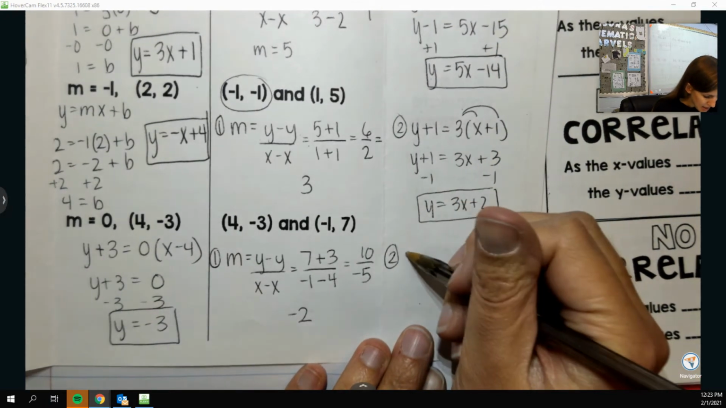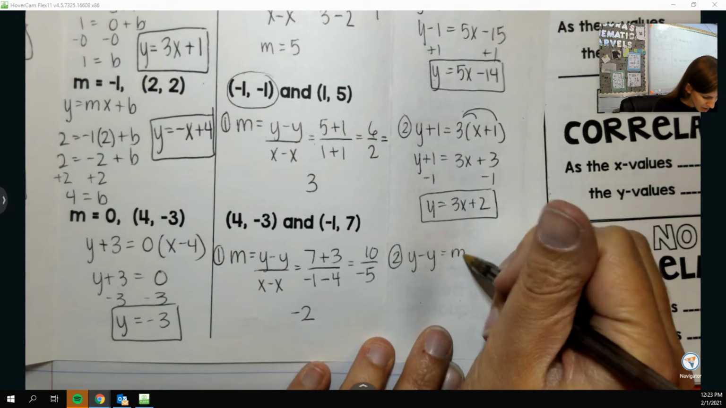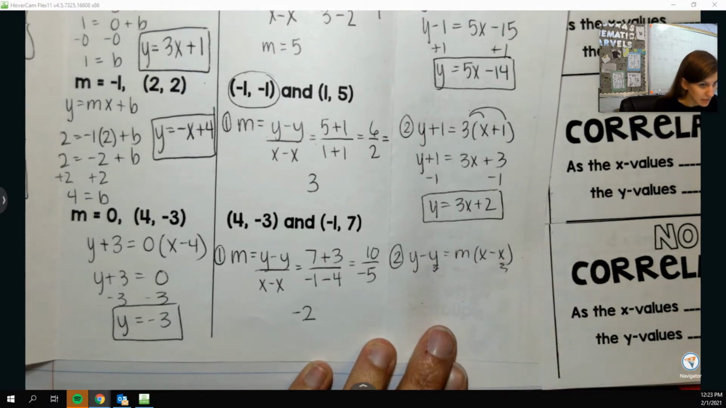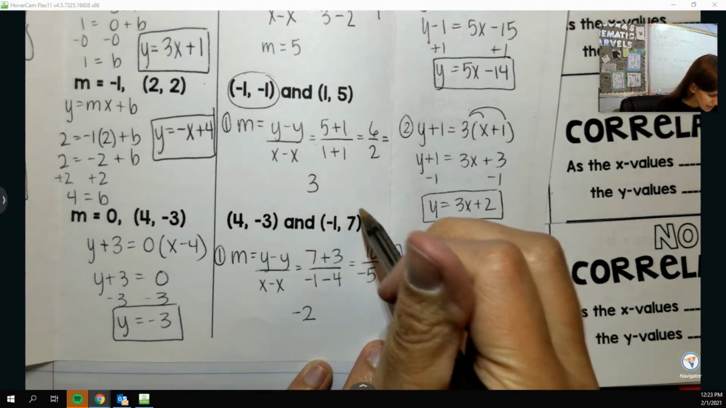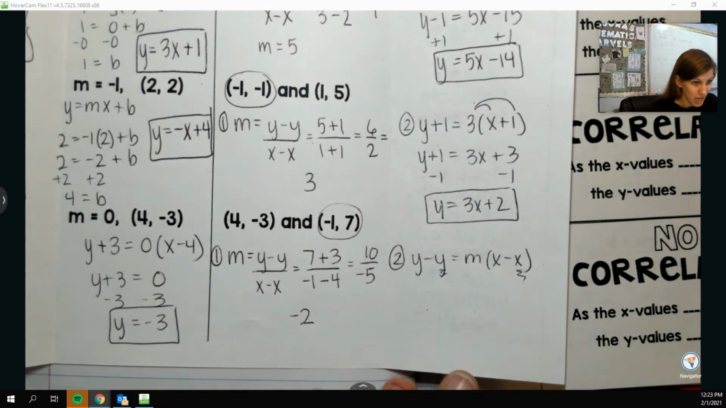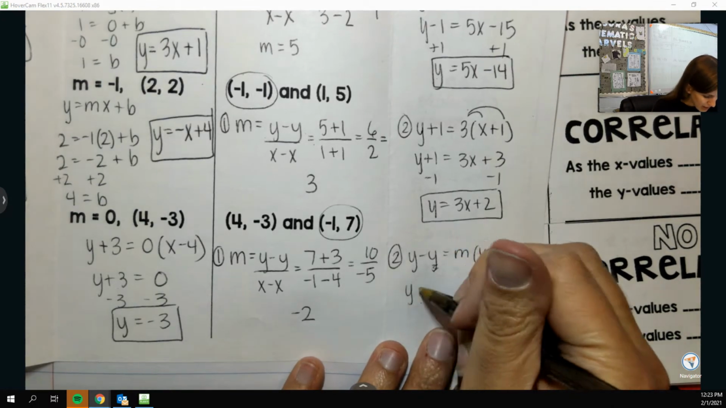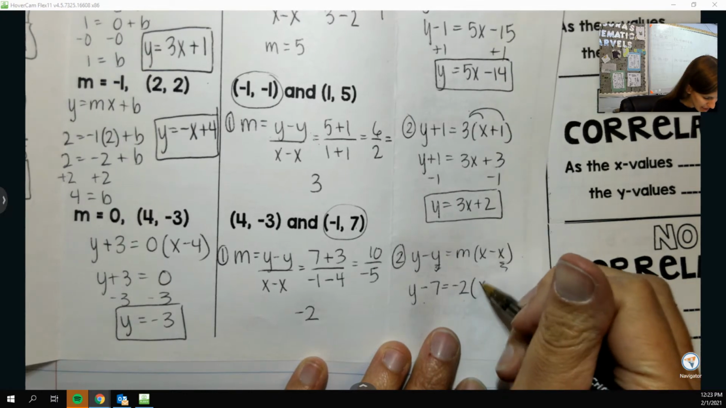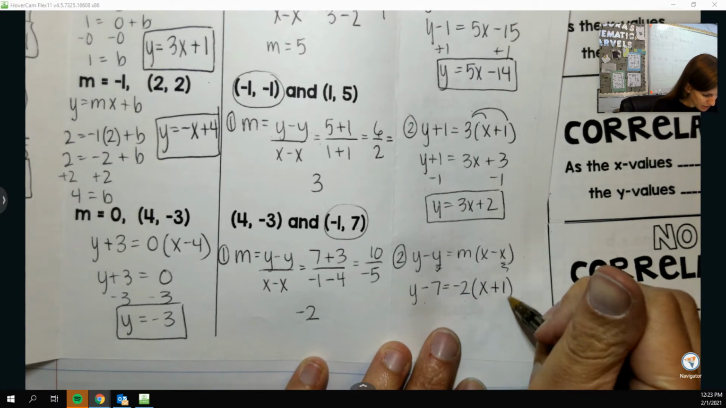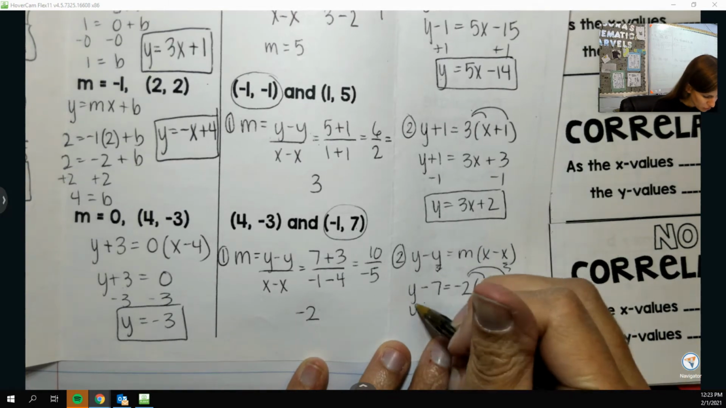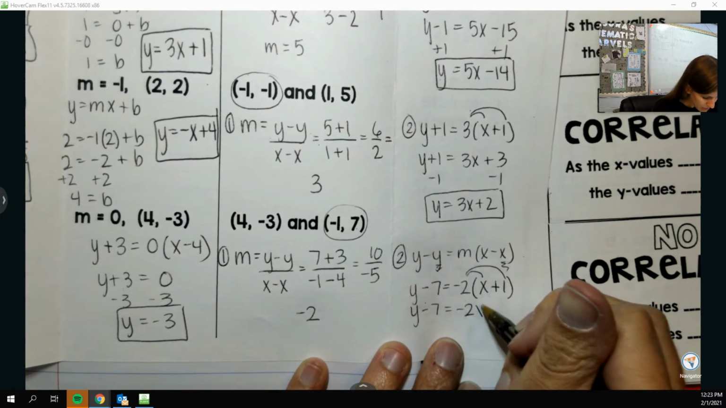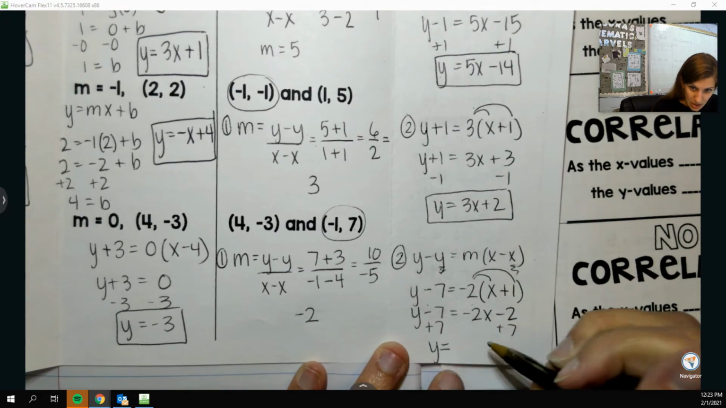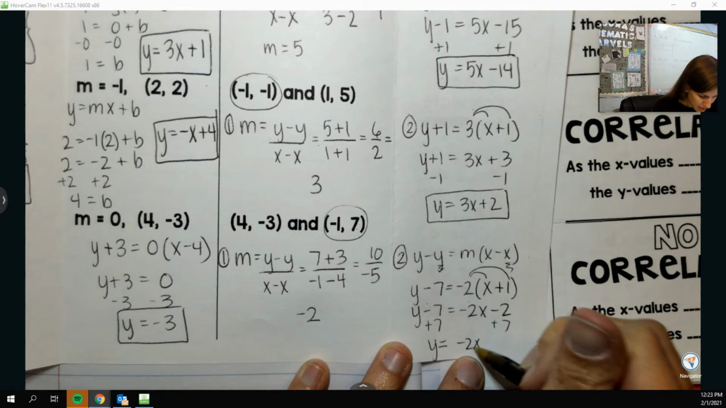Then I got to put it in y minus y equals m parenthesis x minus x, where we're always replacing second x and y, but leaving the first. So I'm going to go with the -1, 7, just because it's got a 1 in it. They both have negatives. So y minus the y value, so 7, equals -2, parenthesis x minus -1, so plus. Then we'll distribute, and then we'll get y alone. We have y equals -2x plus 5.